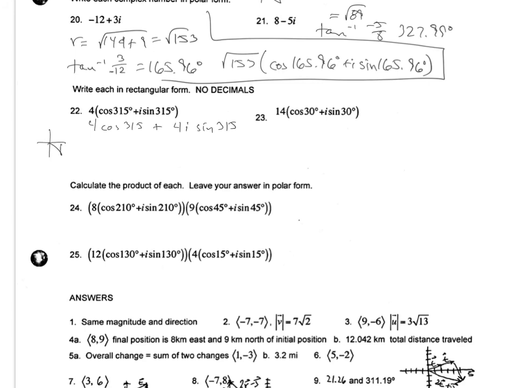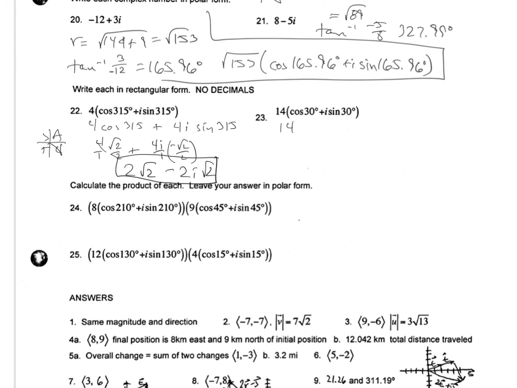315 is in your fourth quadrant, and so the cosine is positive. So this is 4 over 1 times radical 2 over 2. This is 4i over 1 times negative radical 2 over 2. So this is a number. It's not a vector. It's just a number, a plus bi. So we'll get 2 radical 2 minus 2i radical 2. A plus bi just means that there is a sign. It could be plus or minus in between the two pieces.